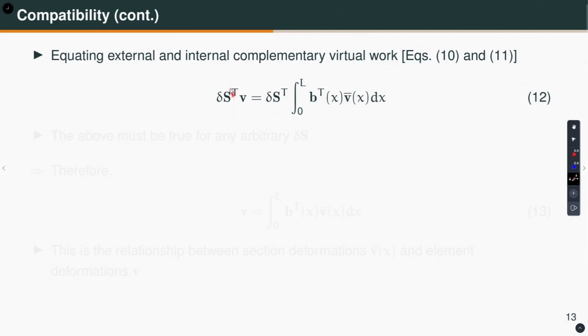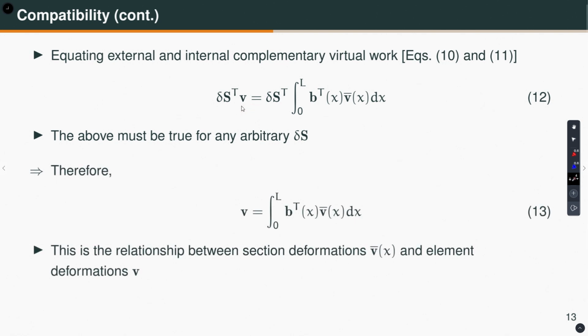Now, this is true for any virtual force delta S. That means V is equal to this quantity. So, the element deformation V is equal to the integral from 0 to L of B transpose x times V bar x dx. This is the formulation we are trying to develop, which relates the section deformations with the element deformation vector. Now, we still have to get the tangent flexibility matrix for the element.